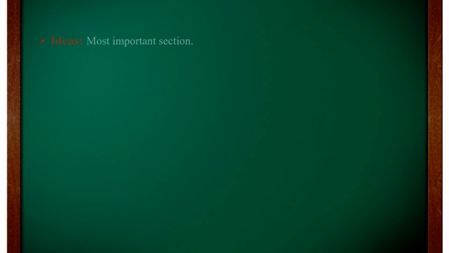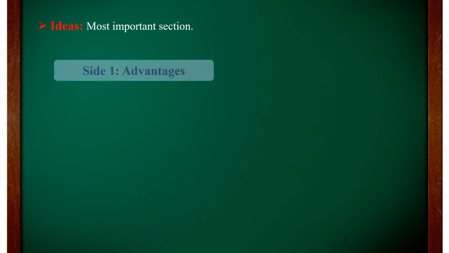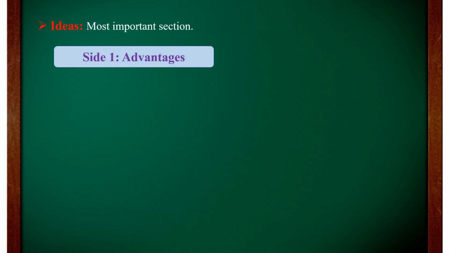Next, idea. Ideas are a core section of the essay. Here are some strategies to write a convincing personal viewpoint essay when you think that advantage outweighs disadvantage. First, you should include 3 advantages, and each point should be well explained with concrete example. In the exercise, I raised 3 main advantages.